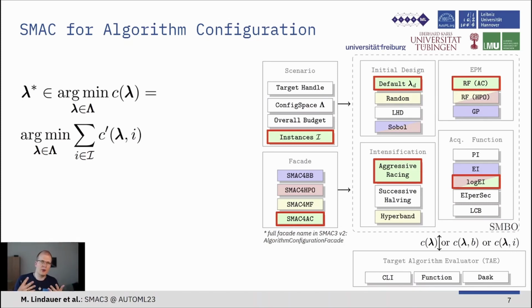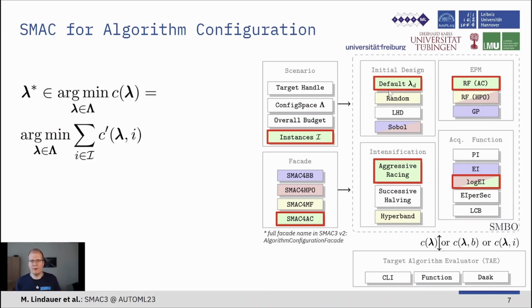Then you are looking into algorithm configuration tasks, because then the function you're going to optimize is somehow on average about a cost function, which always depends on the problem instance at hand. So here we're getting another input like instances, not only budget, optimization budget, configuration space, and the target function, but also instances. There we're using the SMAC4 algorithm configuration facade.